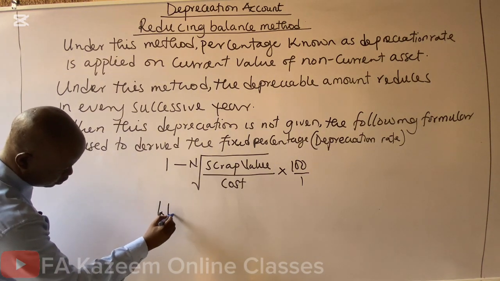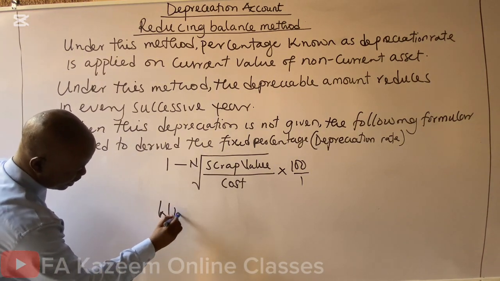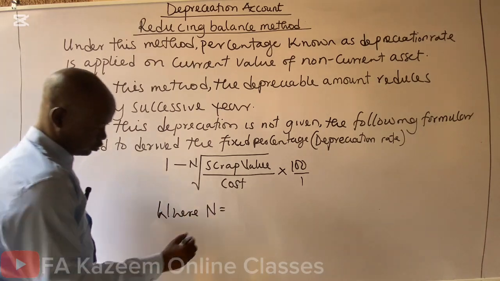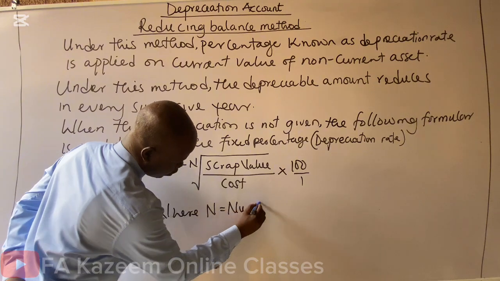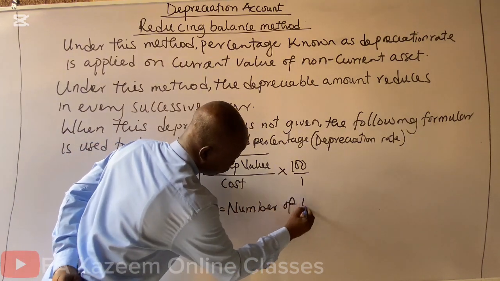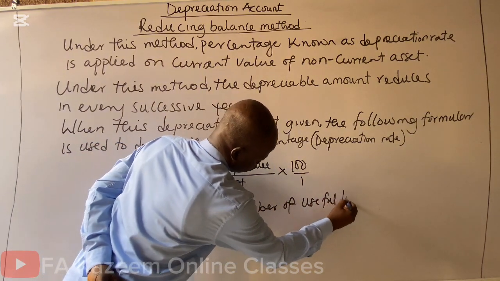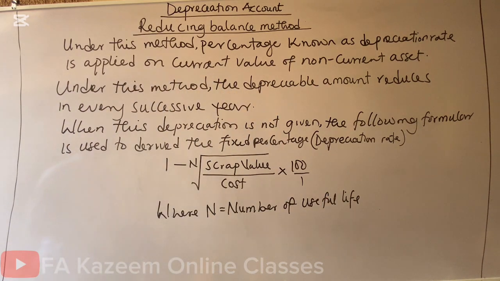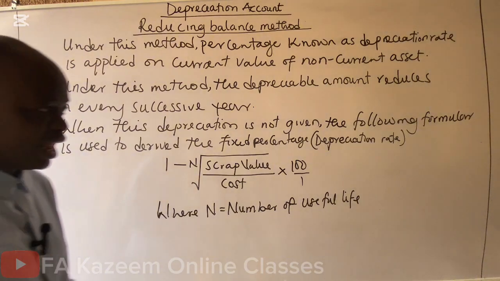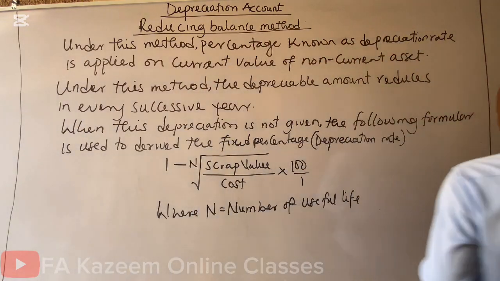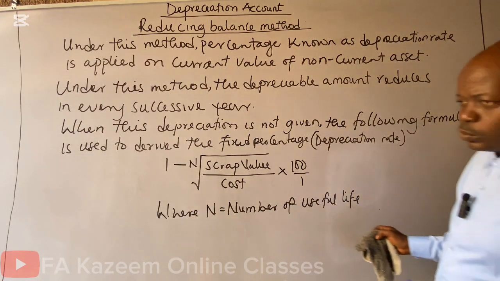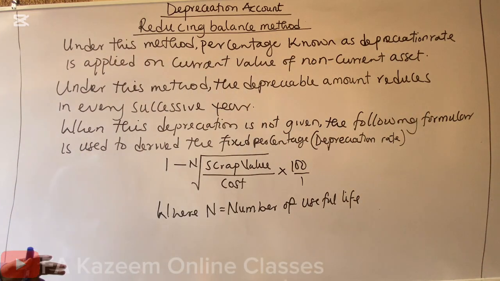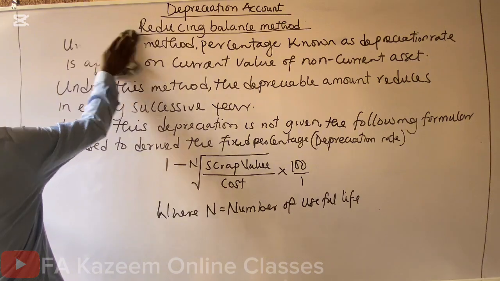Where n equals the number of useful life years. That's what the n there stands for, the number of useful life. Now, having known this, ledgers are to be prepared after determining the depreciation rate. And what are the accounts that will be prepared?